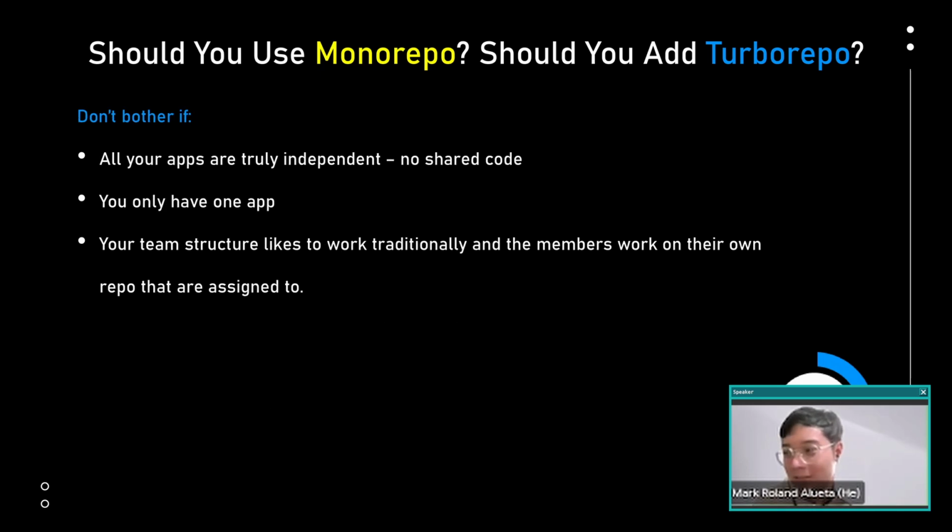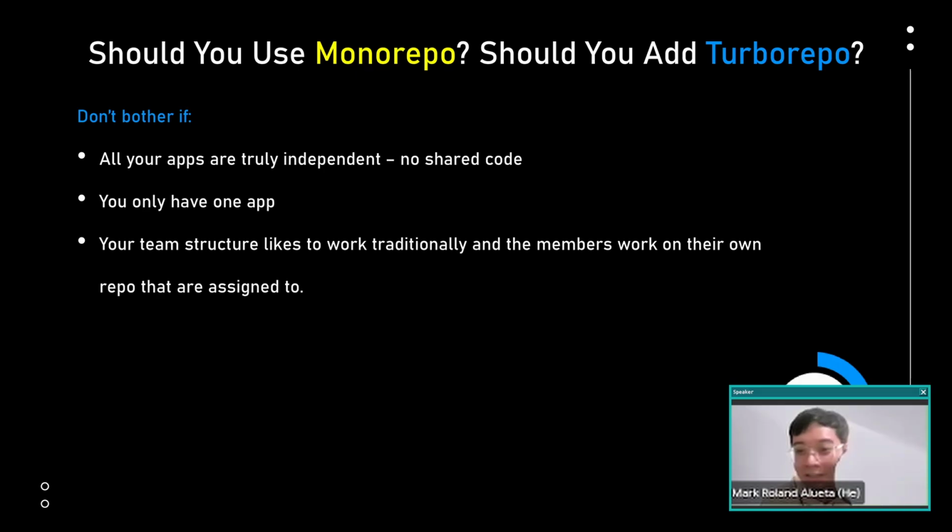But somehow, all this monorepo and Turborepo stuff, maybe I'm not interested in all of that. So you don't have to bother if all your apps are truly independent with no shared code. Maybe you don't have any code that can be shared through an API or another React project. So you don't need it. You don't need to monorepo every service, and you only have one app.